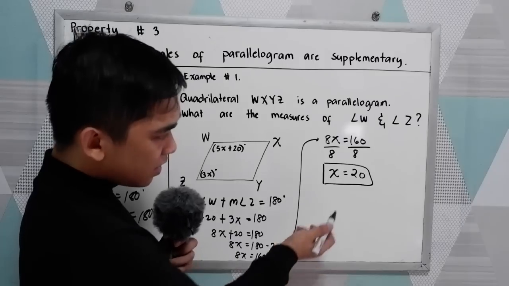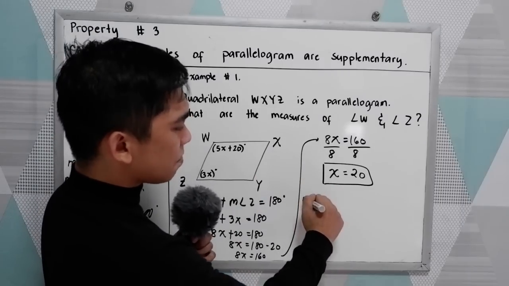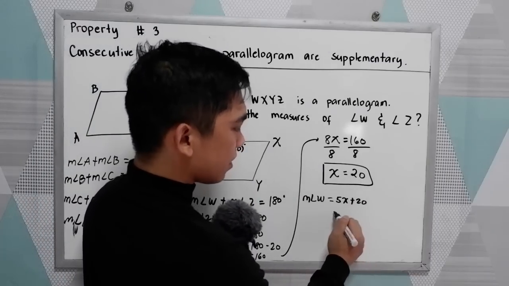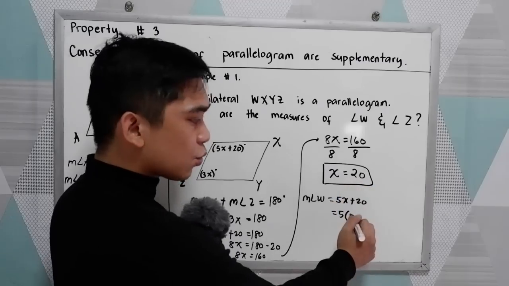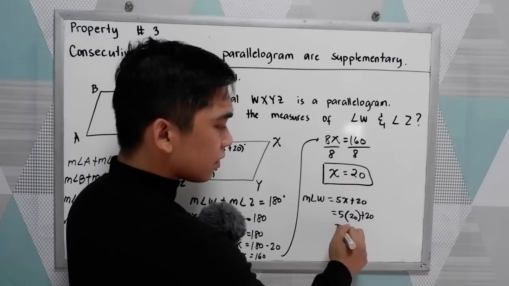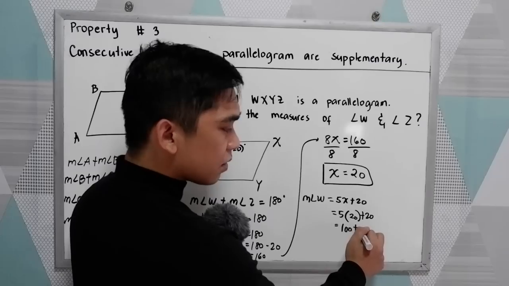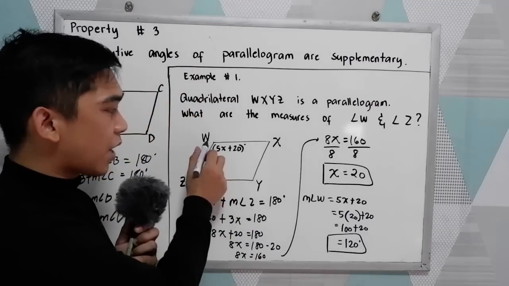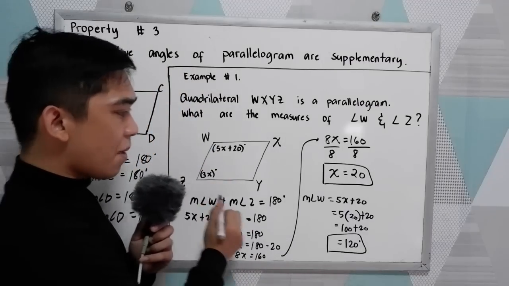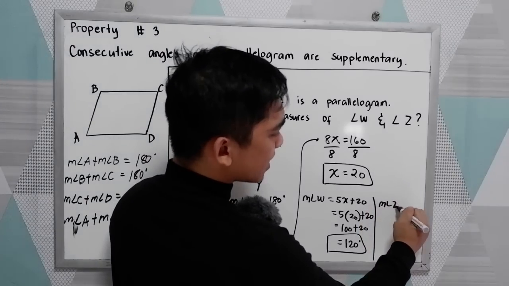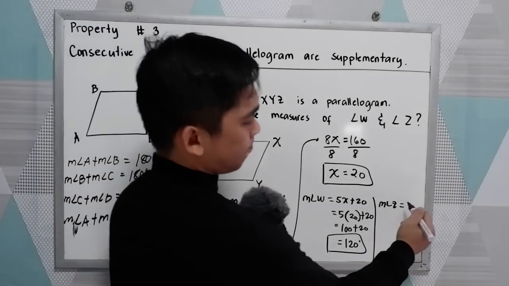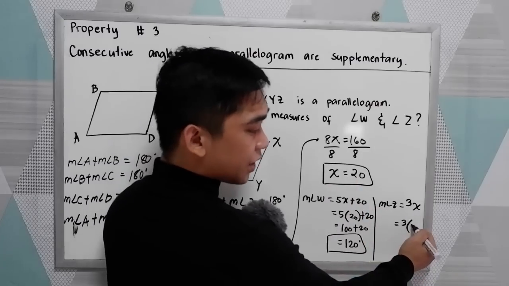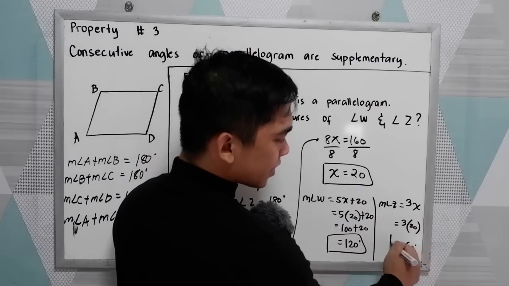Since we have a value for x now, just substitute. Measure of angle W is equal to 5x plus 20. So 5 times our x, which is 20, plus 20. 5 times 20 is 100, plus 20 is 120 degrees. Okay, measure of angle W is 120 degrees. Now measure of angle Z is equal to 3x. So 3 times our x, which is 20. 3 times 20 is 60 degrees.